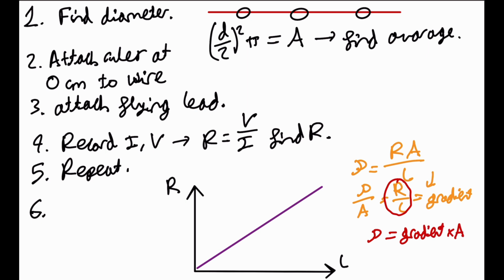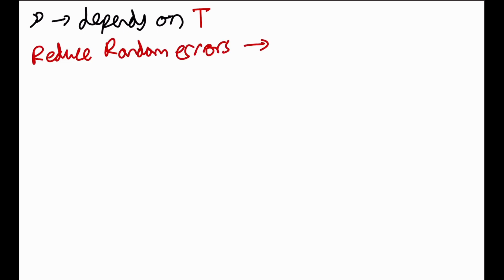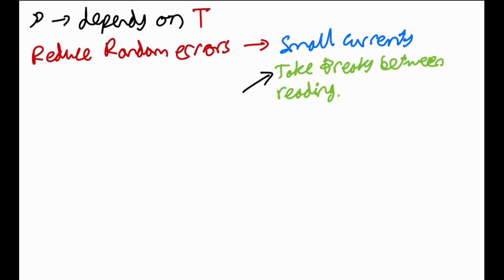times the cross-sectional area. So we would find our gradient with an uncertainty by using the maximum and minimum gradient and multiply it by the cross-sectional area, which we found using the diameter before, and we would find our value for the resistivity. To make this experiment more reliable, we would have to take some things into consideration. So the resistivity, rho, depends on temperature. To remove random errors, we would use small currents, and we would take breaks between readings. We would do these two things because they would prevent the temperature from getting too high, so the temperature would stay low.